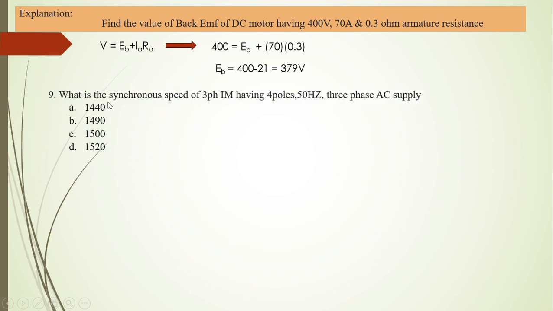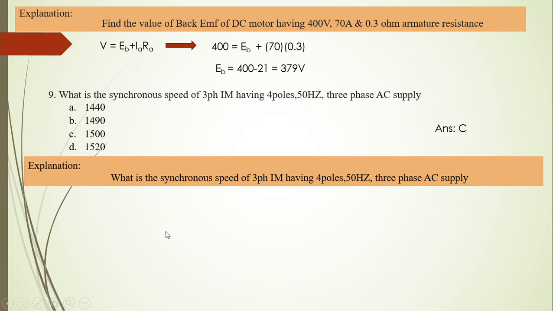Question number 9. What is the synchronous speed of 3-phase induction motor having 4 poles, 50 Hz, 3-phase AC supply? 4 options are there: 1440, 1490, 1500, 1520. And the right answer is option C, 1500. Students should know how to find the value of synchronous speed.